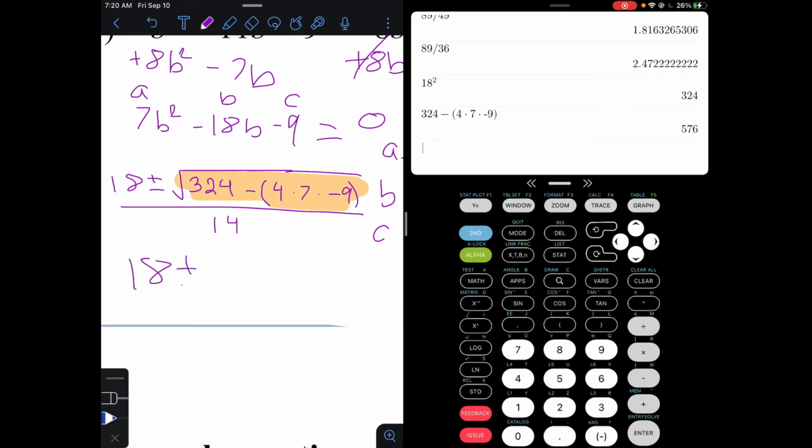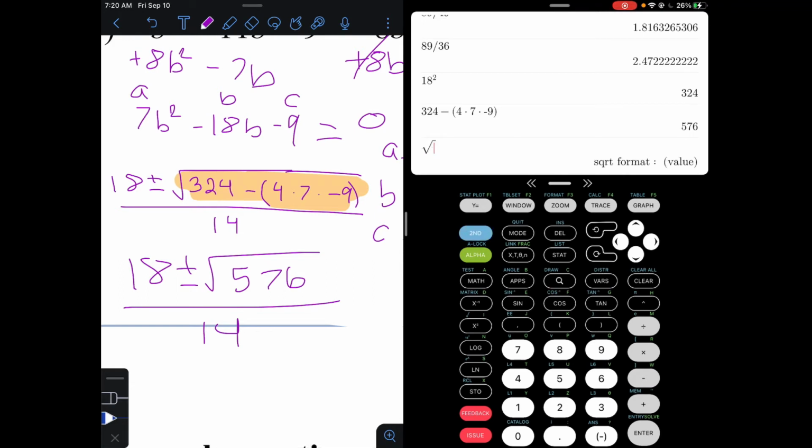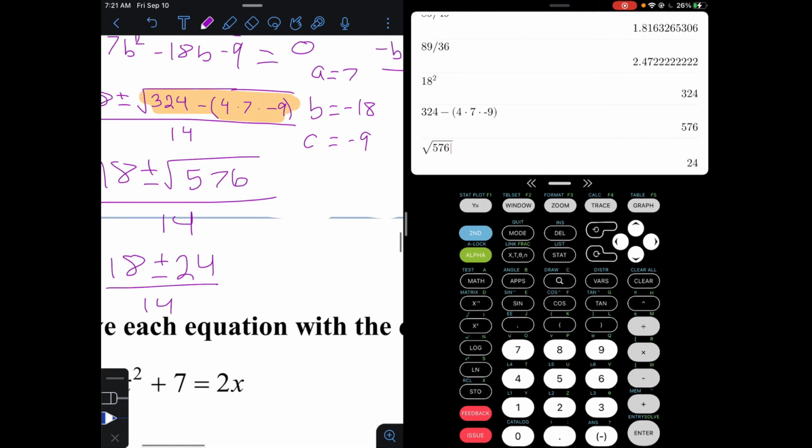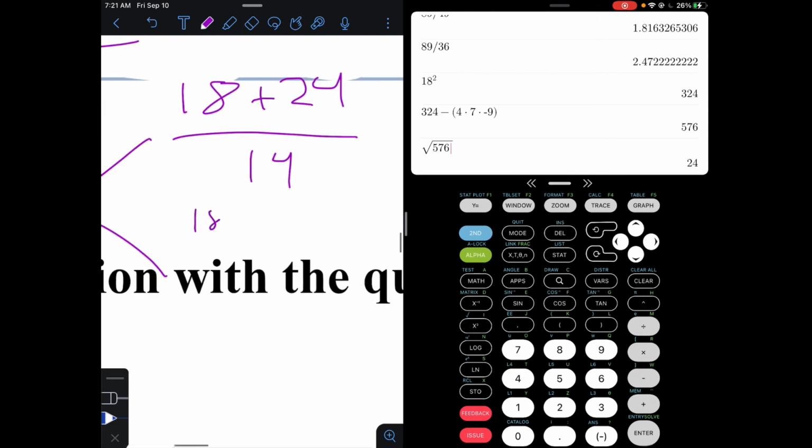So we end up with 18 plus or minus the square root of 576 all over 14. So at this point, we need to simplify the radical. Now, sometimes you're not going to be able to totally simplify it, as in there's still going to be a radical left there. But in this case, we can actually take the square root of 576. That's equal to 24. So we end up with 18 plus or minus 24 all over 14. So we can actually get some numbers here. We're going to do 18 plus 24 all over 14, and then 18 minus 24 all over 14.